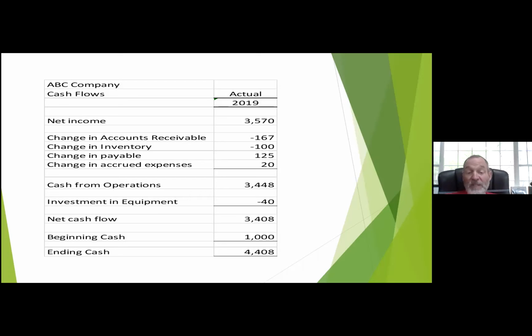We had an investment in equipment. I tried to keep this simple. So if there were any financing activities, if there was an equity raise, or if there was a borrowing, that would be a separate line item. So we had net cash flow, beginning cash, ending cash. In this particular case, it's a pretty good picture.